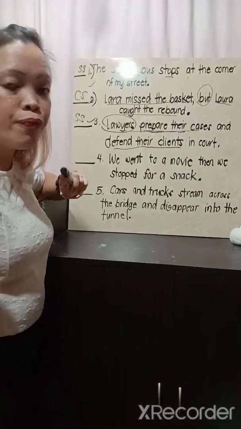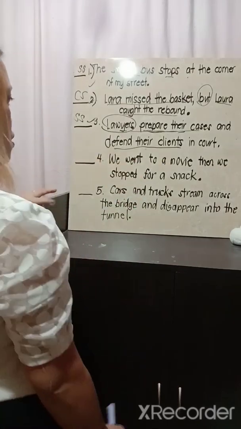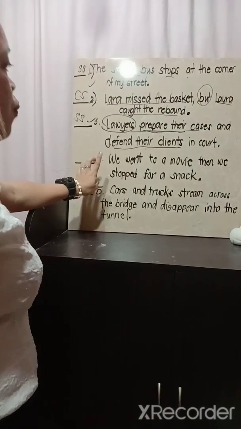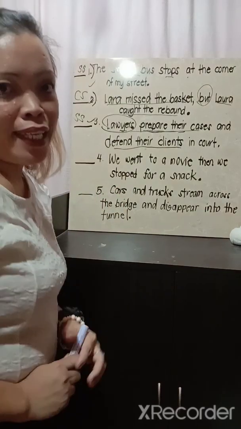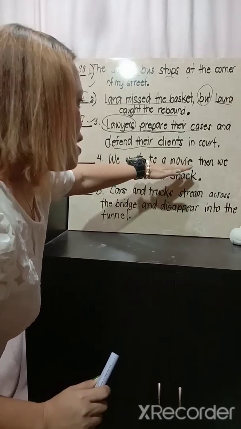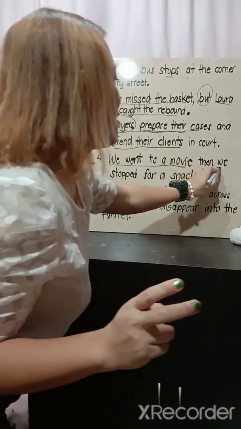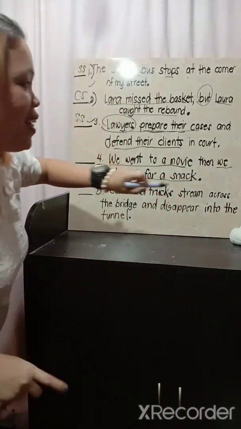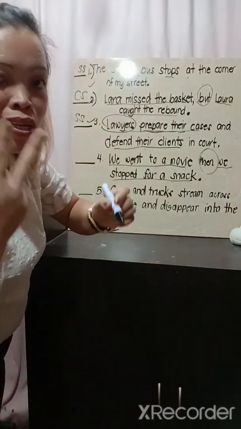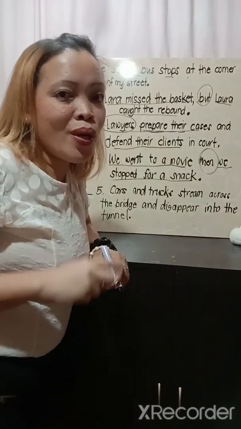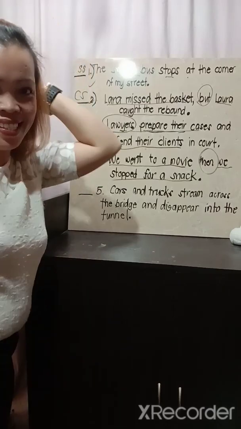So this one, let's move to number 4. We went to a movie, then we stopped for a snack. Again, number 4. How many independent clauses? We went to a movie, alright? That's 1. Then we stopped for a snack. That's another 1. You have your connector there. So how many independent clauses? 2. Since it has 2 independent clauses, what kind of sentence is that? Compound sentence. Alright, very good.